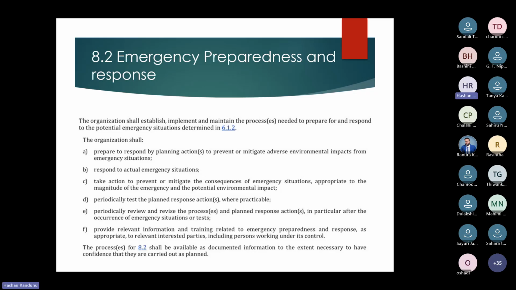revise the processes and planned response actions, in particular after the occurrence of emergency situations or tests, and provide relevant information and training related to emergency preparedness and response as appropriate to relevant interested parties, including persons working under its control. Right. We will try to understand those requirements using fire as a potential emergency.